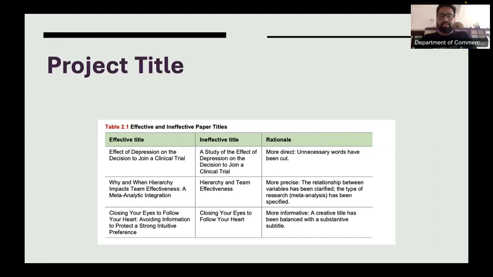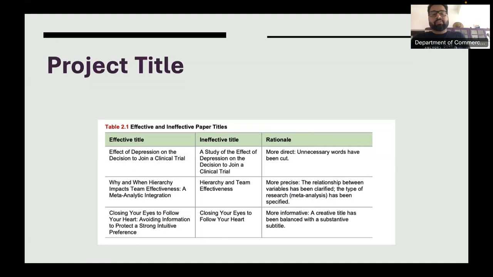So the title, there are vague titles and clear titles. So effective and ineffective titles. You can see here there is an effective title, effect of depression on the decision to join a clinical trial. And there is an ineffective title, a study on the effect. There is repetition by many people, they are adding a study with reference, something like that. Since you are already studying, there is no necessity to include a study again. So more direct is good.